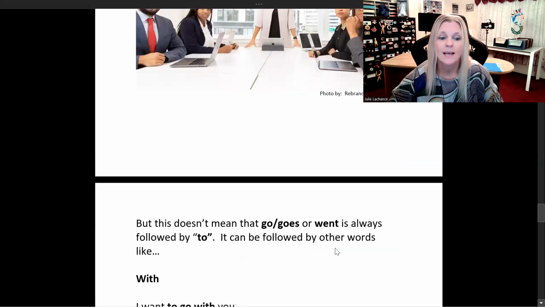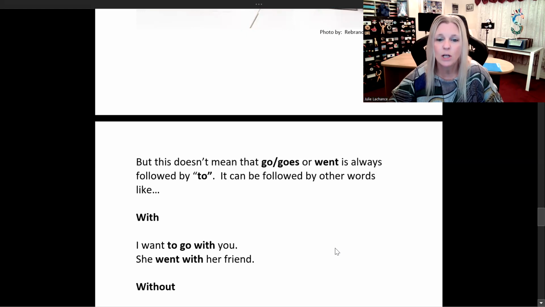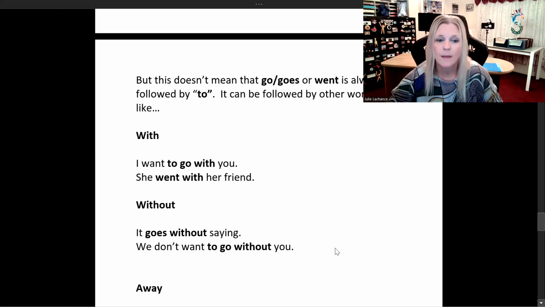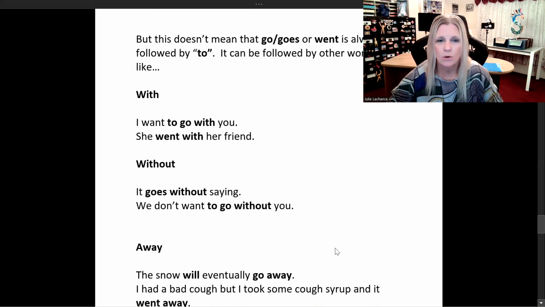Okay, but this doesn't mean that go or goes or went is always followed by to, only when there's a movement as a preposition. It can be followed by other words like with. I want to go with you. She went with her friend. See, it's not the same thing. Without, it goes without saying. That means I don't have to say it. It's understood. We don't want to go without you.